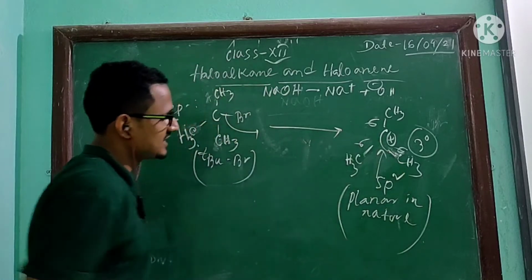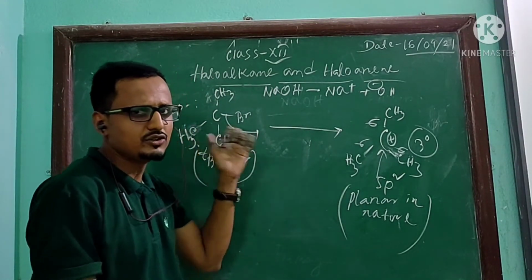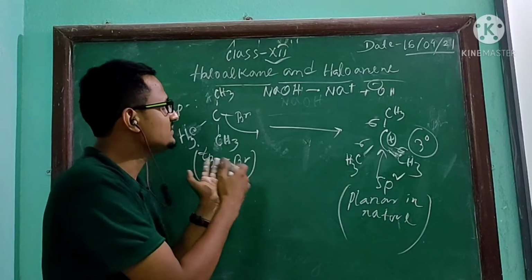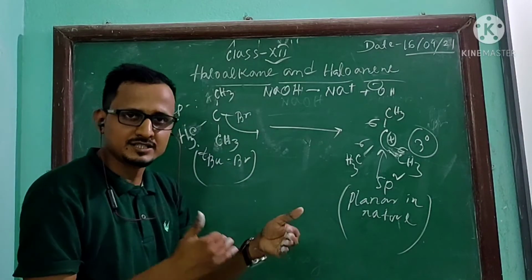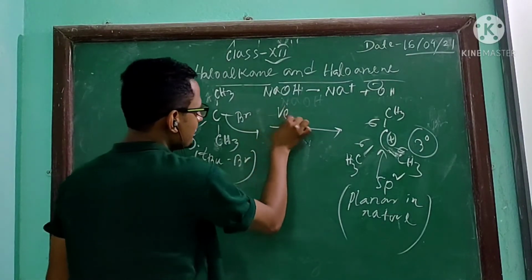So it is the first step of this reaction. Now as it is forming a carbocation, it will not form readily. That means this step is not a fast step. This is the slow step of this reaction. Okay, this step is very slow.